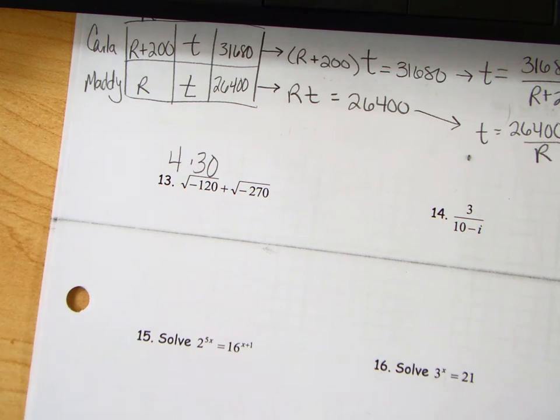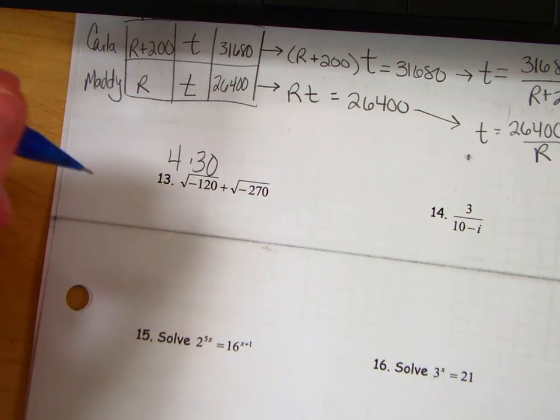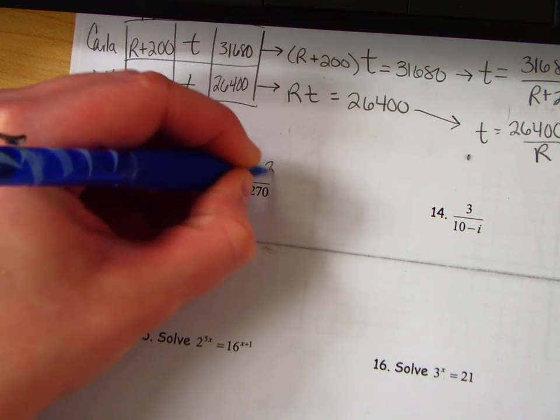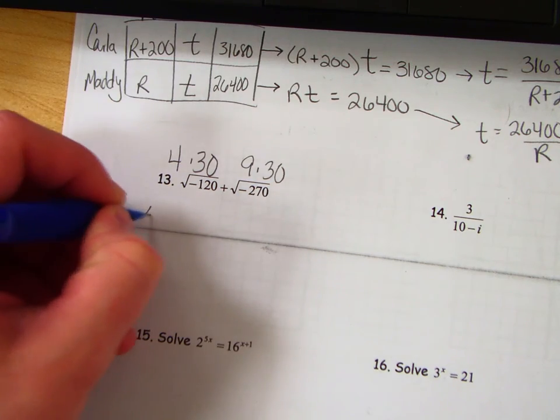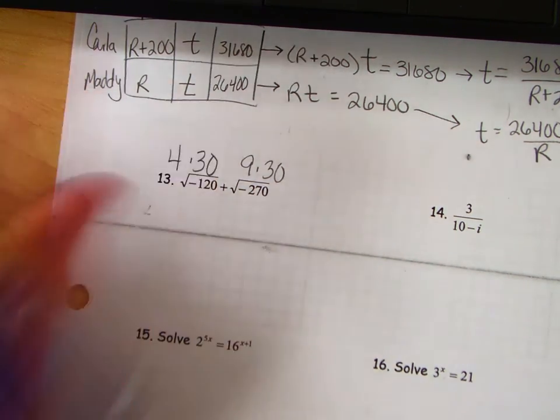Okay, now we're going back to review number 2. I needed to find the biggest perfect square in 120, which was 4, and the biggest perfect square in 270, which is 9. I will take the square roots of the 4 and the 9 and put i's beside them, and then combine my like terms.